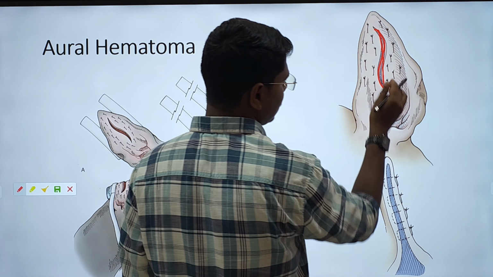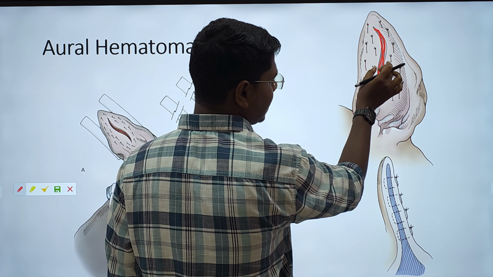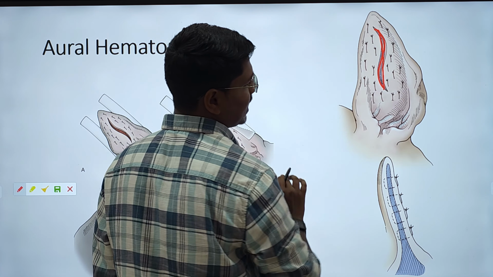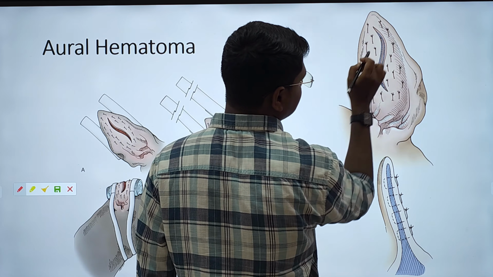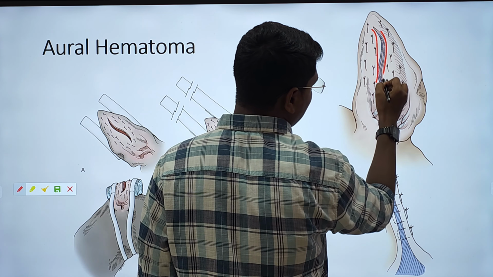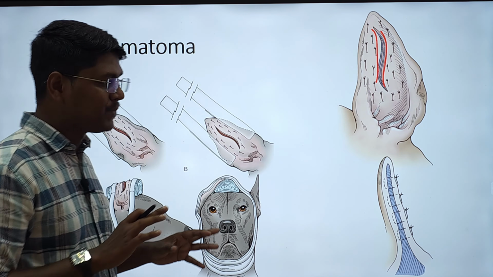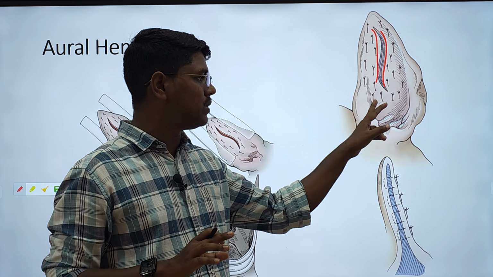The principle is you have to suture it and there should be a gap between these two incision side lines. This side and this side should have some gap. Now there are different techniques through which it is sutured.